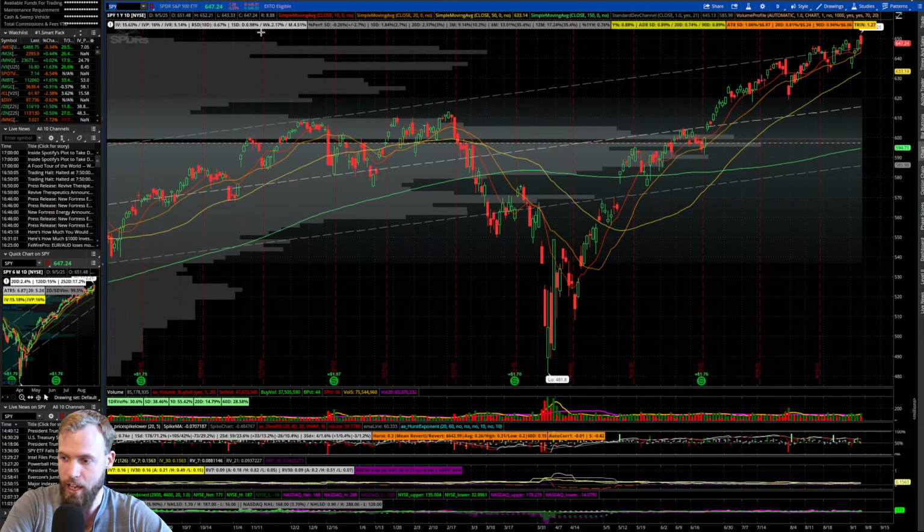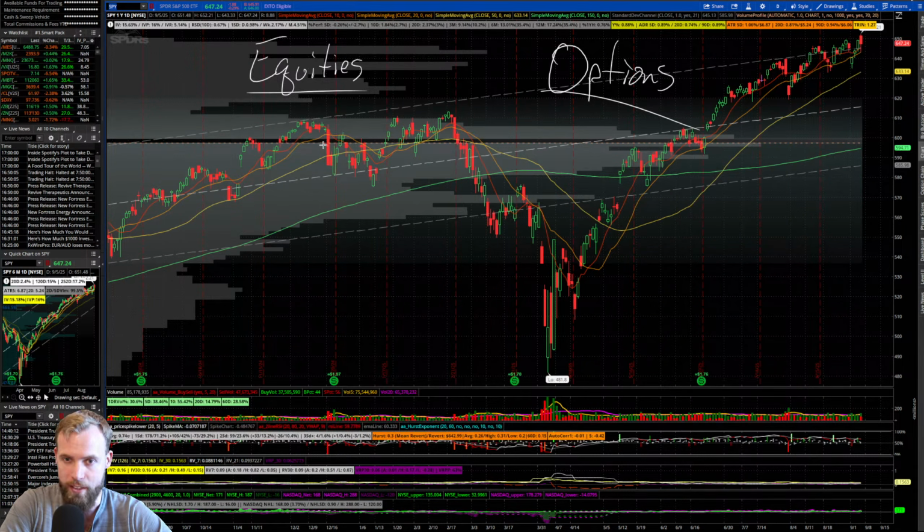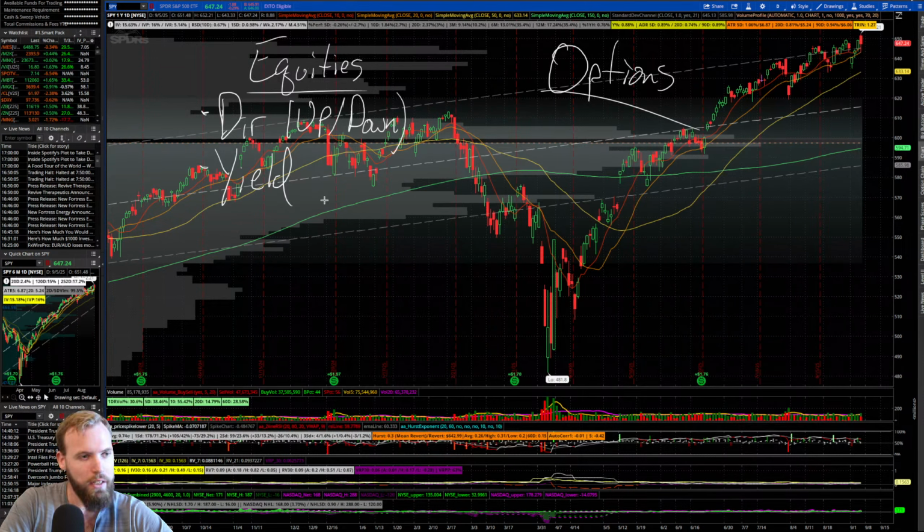Let's start with a simple comparison. This will probably be useful for most people. Create a benchmark. We have equities, and then we have options. Let's talk about the way that these make money. We'll start with equities. They make money from direction, up or down, and then yield. You can argue that there are a couple of other things in here that I would give grace to, but these are really the main things that ultimately drive your P&L if you're holding some sort of equity.